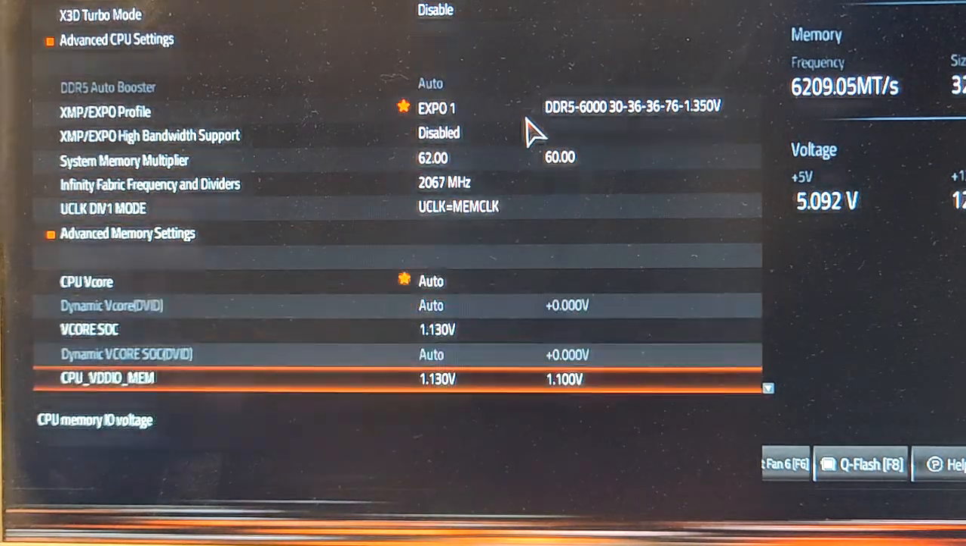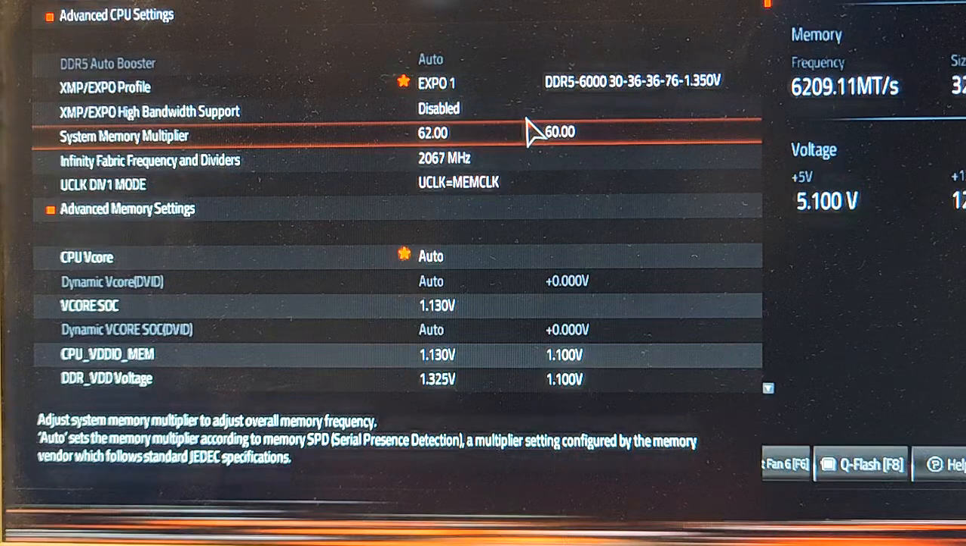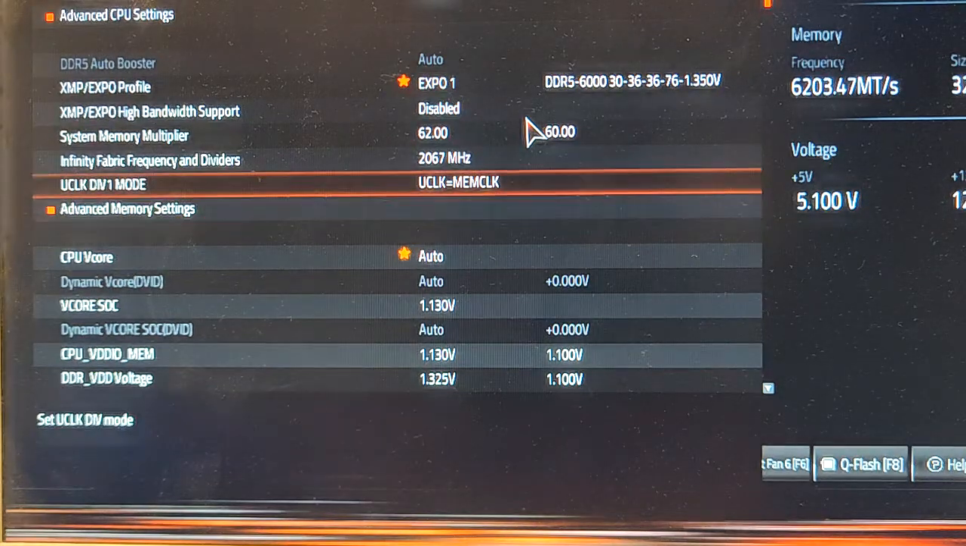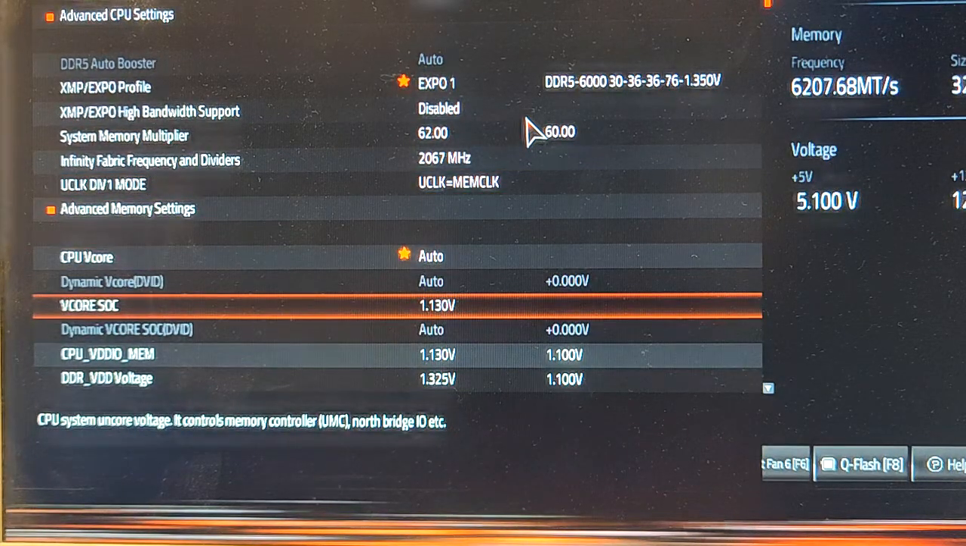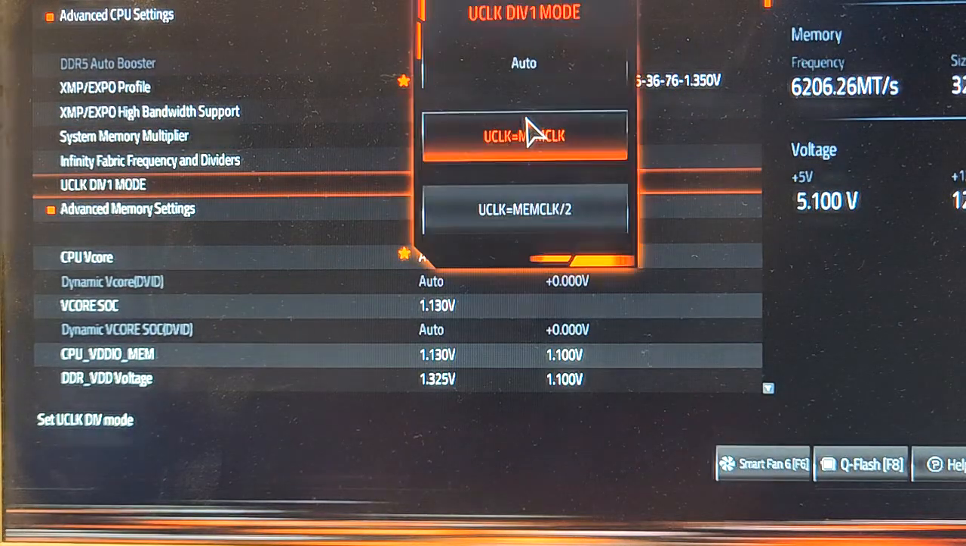So here is the BIOS. Of course, the Infinity Fabric is set to 2067 to kind of synchronize with the 6200 system memory multiplier, and yeah, it's a 2-to-3 ratio, kind of works with the memory controller at 3100 as by UCLK equal to MCLK.